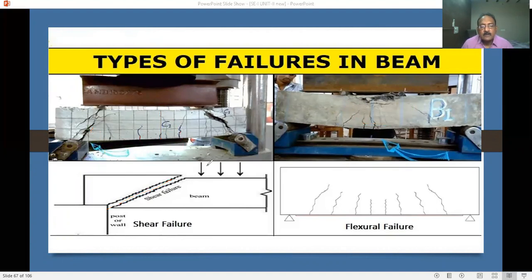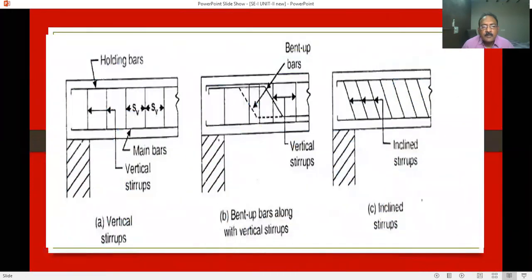Observe this figure, it is very important. Why are we providing shear reinforcement? To avoid these types of cracks, by considering IS code provisions. These are failures in shear.